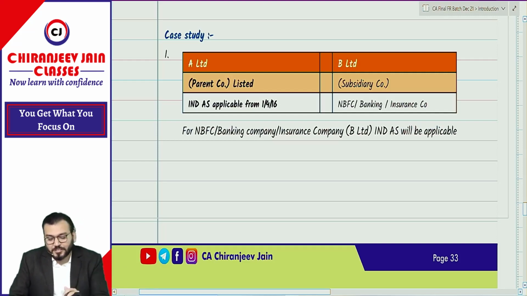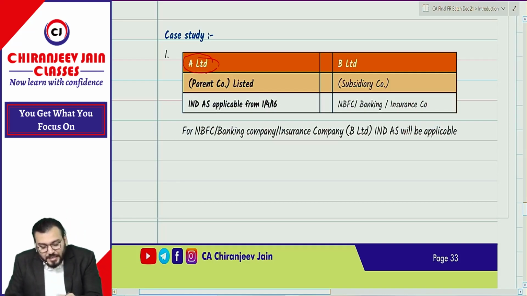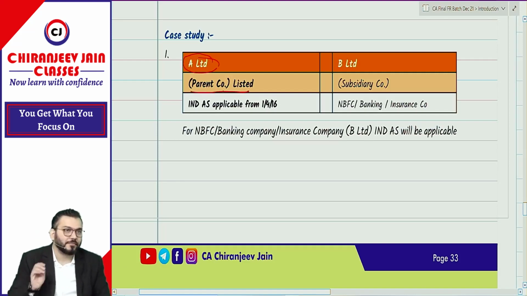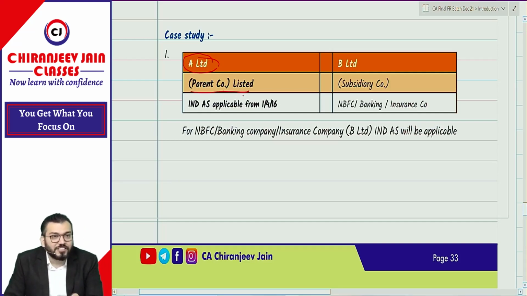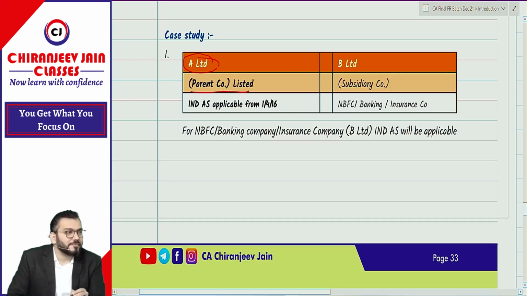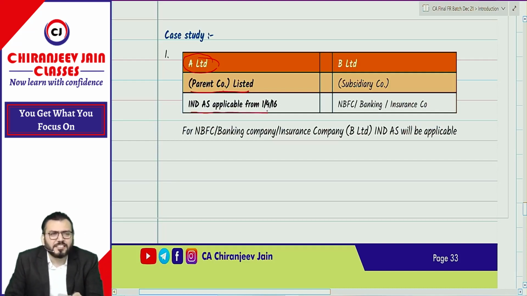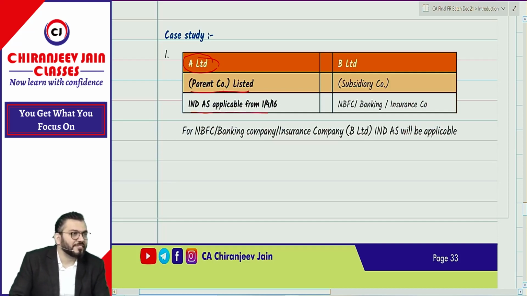The first doubt, the case study: suppose A Limited is a parent company, a listed company. So you need to apply your common sense. Don't read ahead until I read the sentence, because once you read, interest is lost. So this parent company is a listed company, and of course, if it is a listed company, can I say Ind AS will be applicable? So Ind AS is applicable, let us assume from 1/4/2016.